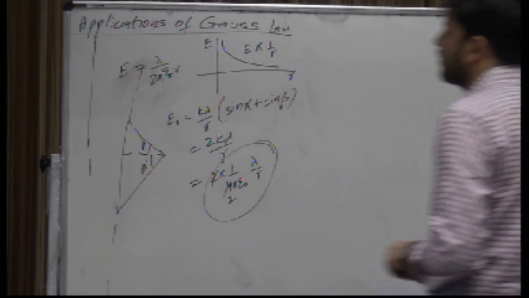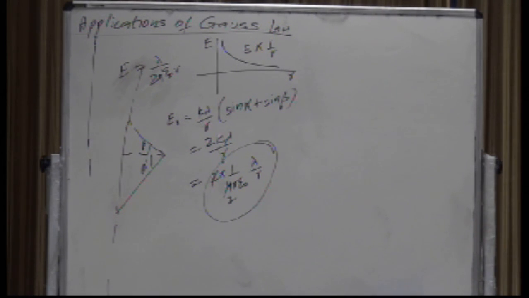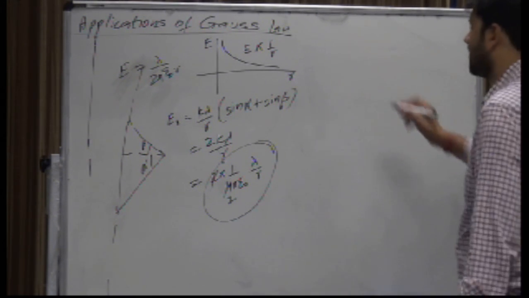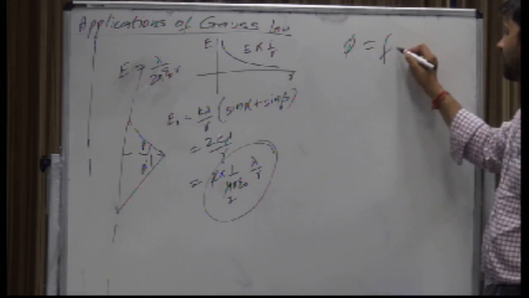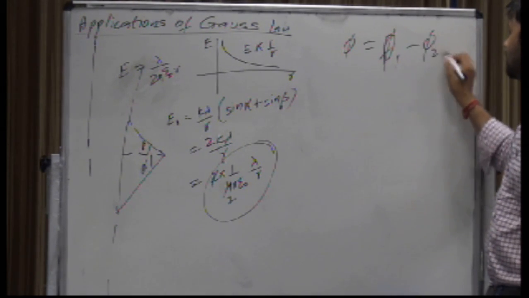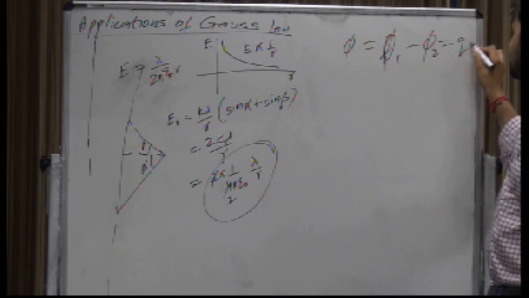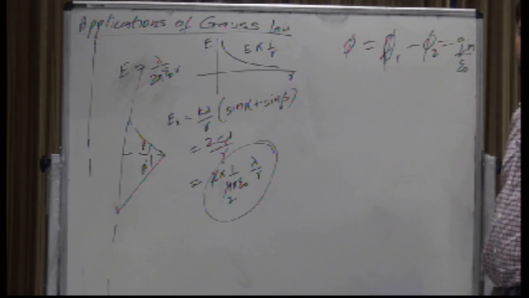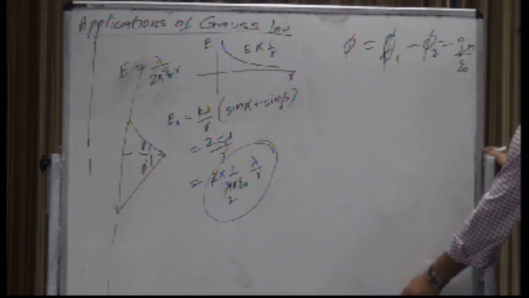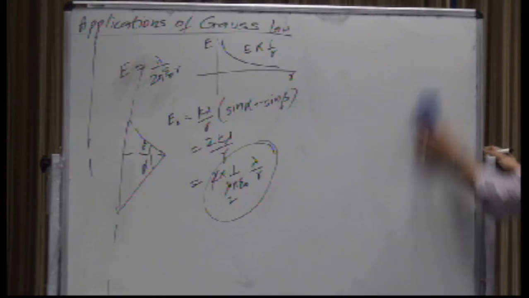If the amount of electric flux entering and leaving an enclosed surface are flux 1 and flux 2 respectively, the electric charge inside the surface would be... net flux would be flux 1 minus flux 2, and net flux is actually Q inside by epsilon naught. This is a basic question. You are preparing for JEE. You can find Q inside.